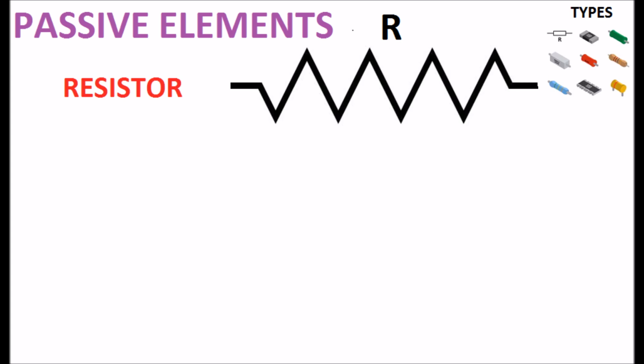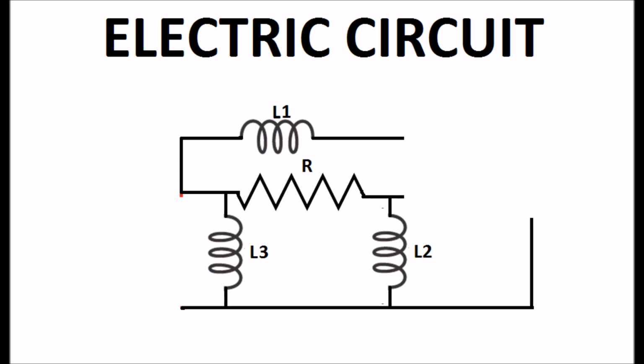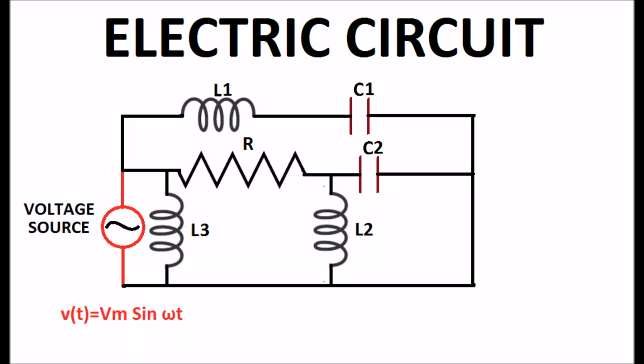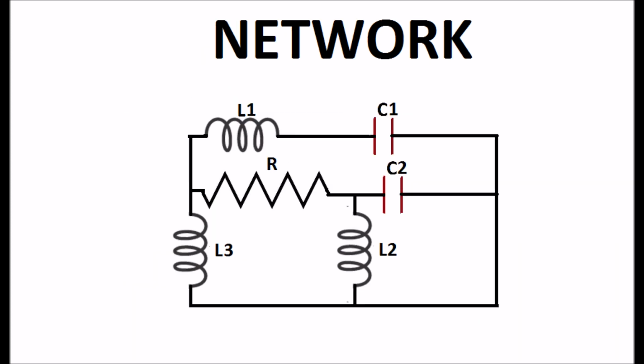The passive elements are resistors, inductors and capacitors. An electric circuit consists of resistors, inductors, capacitors, voltage sources and/or current sources connected in a particular combination shown in the display. When the sources are removed from the circuit, it is called a network, as shown in the display.